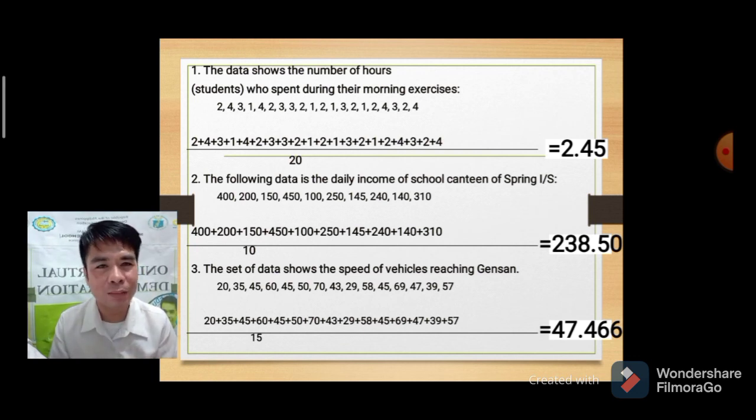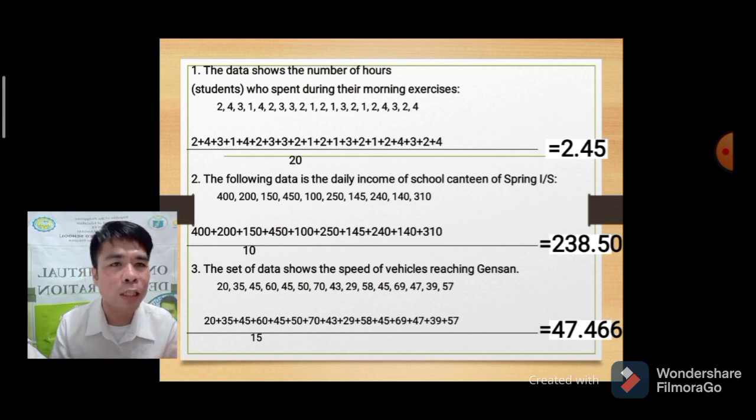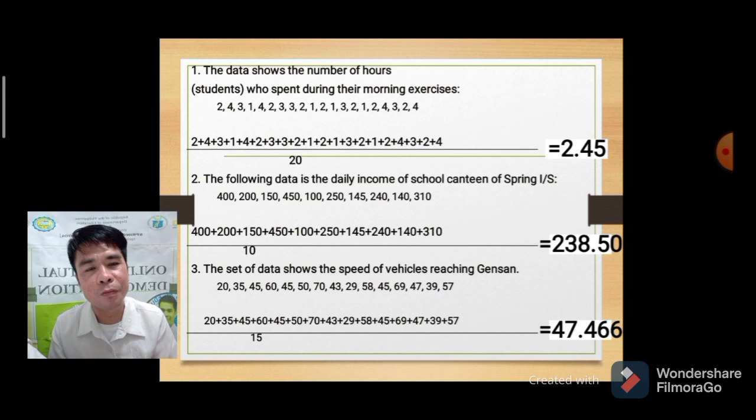Now, let's double check number 2. The following data is the daily income of the school canteen of Spring IS. So we have the given data. As I mentioned a while ago, we need to add all our data and divide by the number of variables. So from 400 going to 310, add all of those terms and then divide by 10, because that is the number of variables that we have.